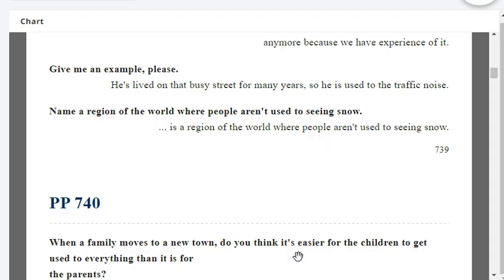Region, like let's say Saudi Arabia. Saudi Arabia is a region of the world where people aren't used to seeing snow. Very good. So people from Saudi Arabia, they're not used to seeing snow because it's like desert there, very hot.